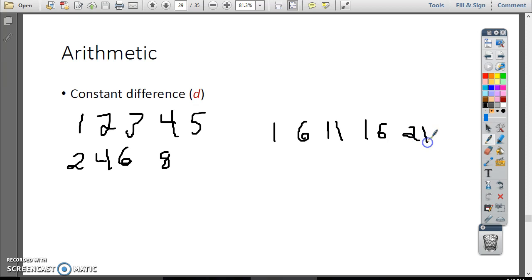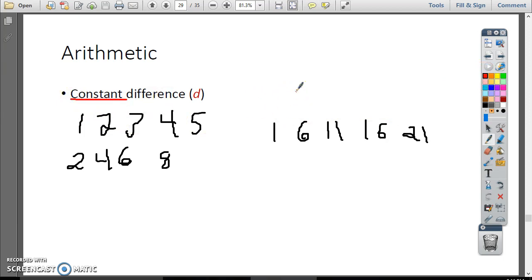These are all arithmetic sequences. Now, what makes them an arithmetic sequence is that the difference between each term, the difference between 1 and 2, 2 and 3, 3 and 4, these are all constant. They are all constant term differences. Okay?